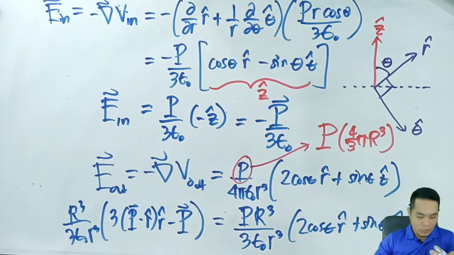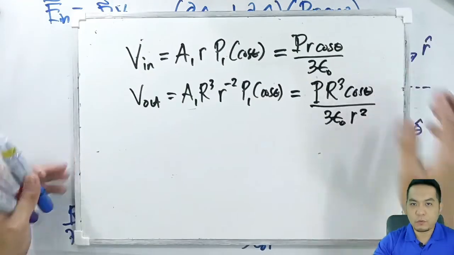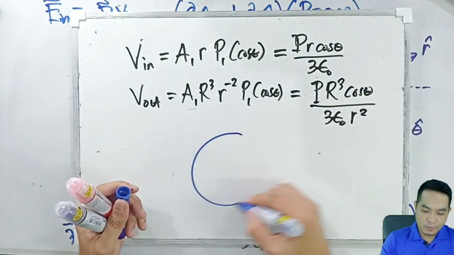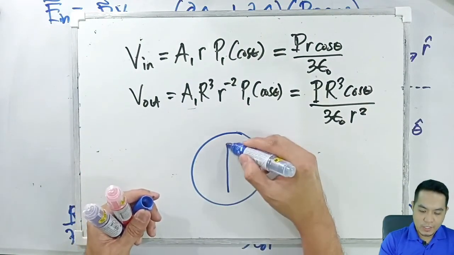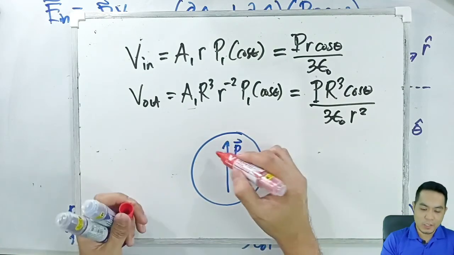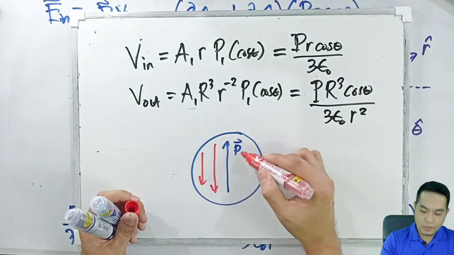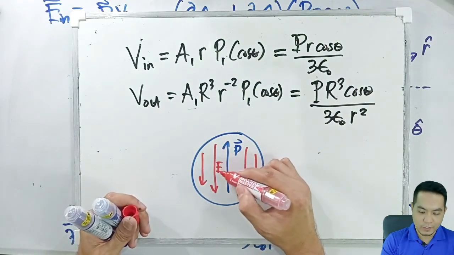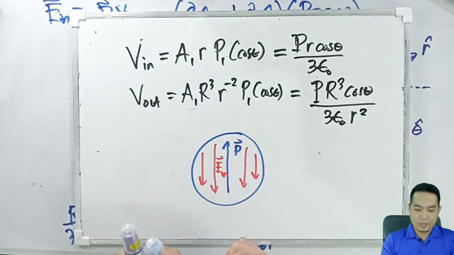So if we try to draw our sphere now, this is our polarized sphere. This is the direction of the polarization. The electric field direction is actually like that. It's opposite the direction of the polarization. That's the electric field inside. And the electric field outside is the electric field of a dipole.